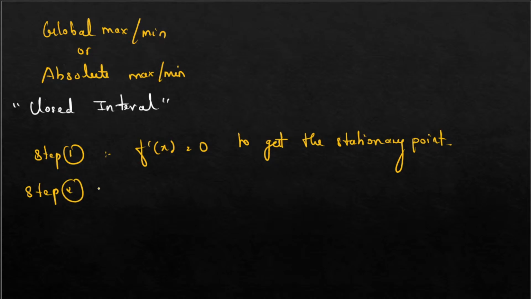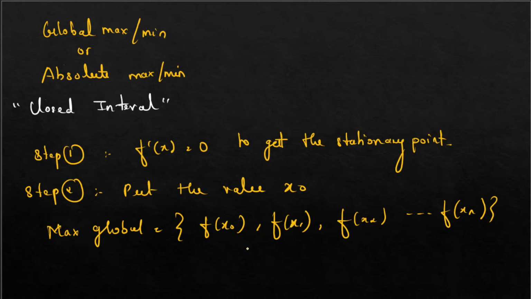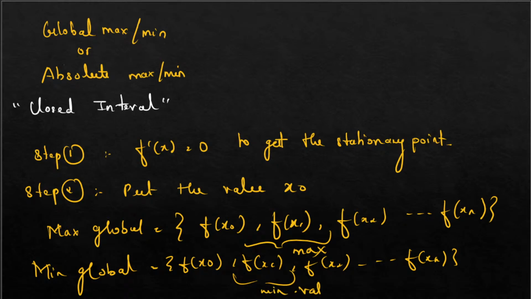Step 2 is put the value x of 0, and for max global you have to find f of x0, f of x1, and so on till here to find the maximum value out of it, max, and minimum global, which is f of x0, f of x1, minimum value to get. After that we will see improper integrals.